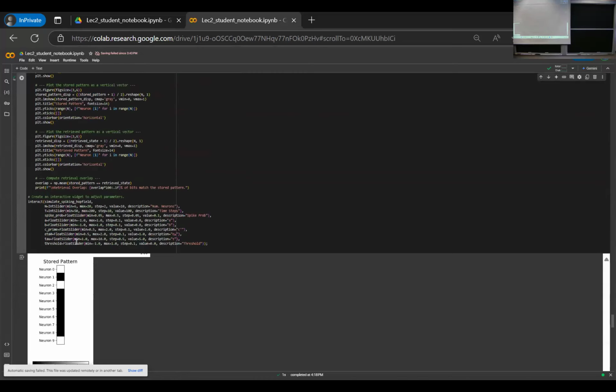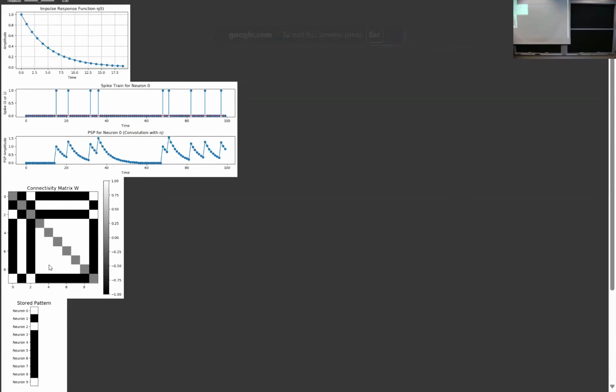It's not as biological as it could be, but it shows that we can bring the different modules we went through and put them together to generate something that has all of them incorporated. So this is the impulse response function that we define here. This is a spike train for a particular neuron. And this is the postsynaptic potential, and we're thresholding it.